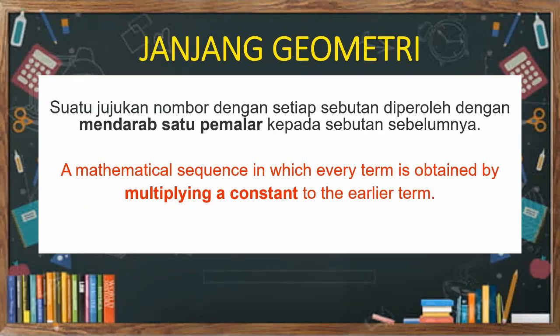Janjang geometri merupakan suatu jujukan nombor dengan setiap sebutan diperoleh dengan mendarab satu pemalar kepada sebutan sebelumnya. Geometric progression is a mathematical sequence in which every term is obtained by multiplying a constant to the earlier term.